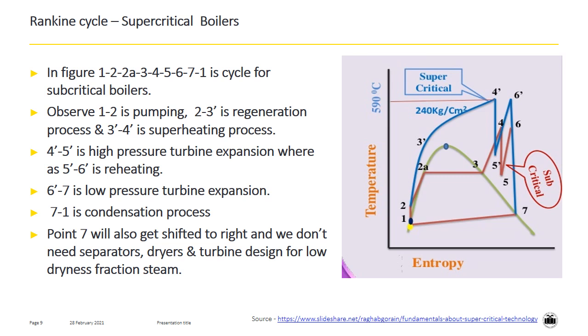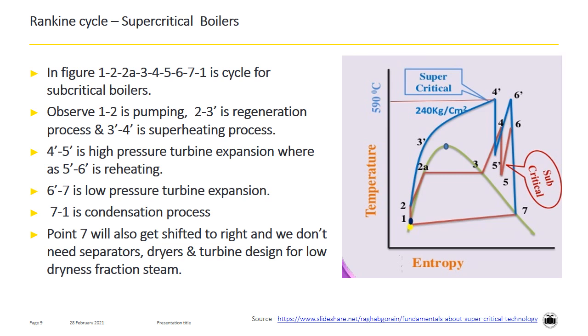Red color cycle is Rankine cycle for subcritical boiler power plant, and blue colored cycle is for supercritical boiler power plant. Observe 1, 2, 2A, 3, 4, 5, 6, 7, 1 is Rankine cycle for subcritical boiler indicated by red color.